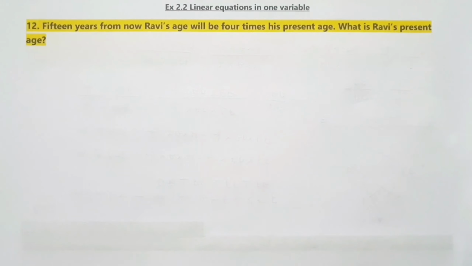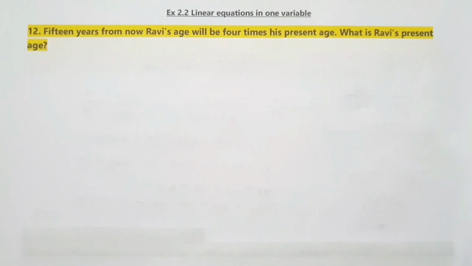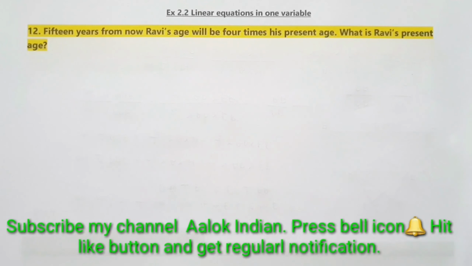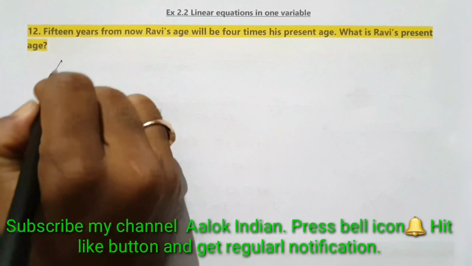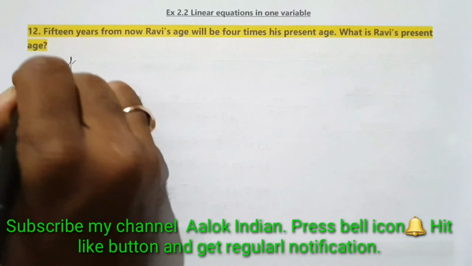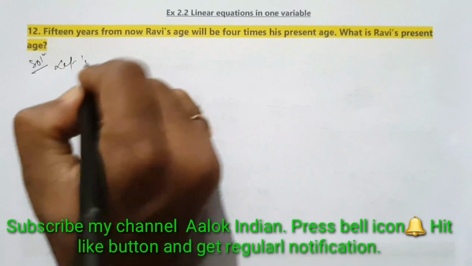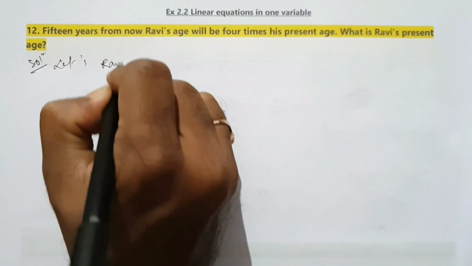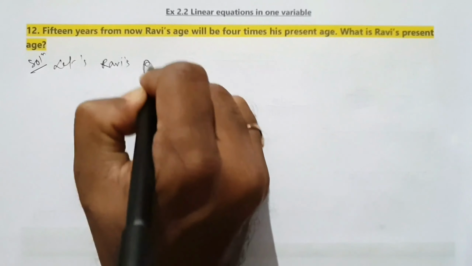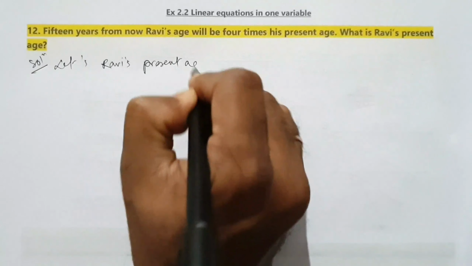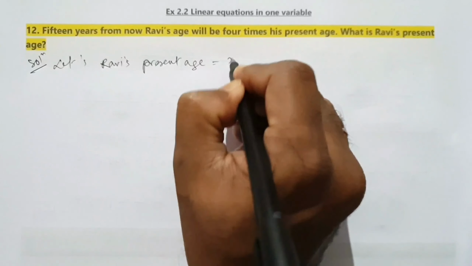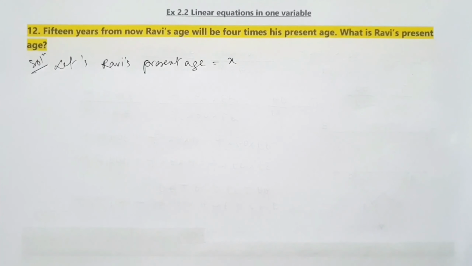Let's go for the last maths today. This is another maths which is comparatively easier than the last one, because they said 15 years from now Ravi's age will be 4 times his present age. What is Ravi's present age? So it's a very simple kind of maths. Let's assume Ravi's present age or current age is X, which is very common for all the maths.